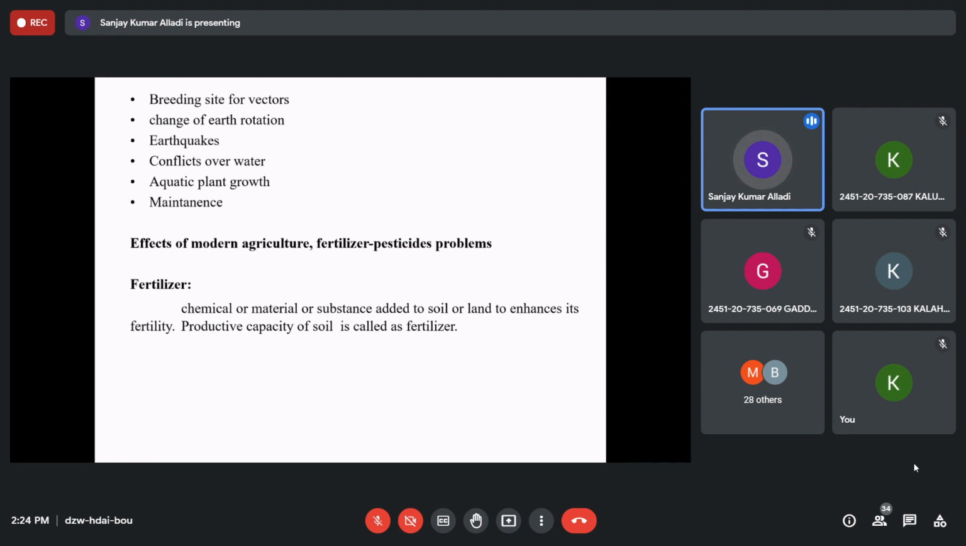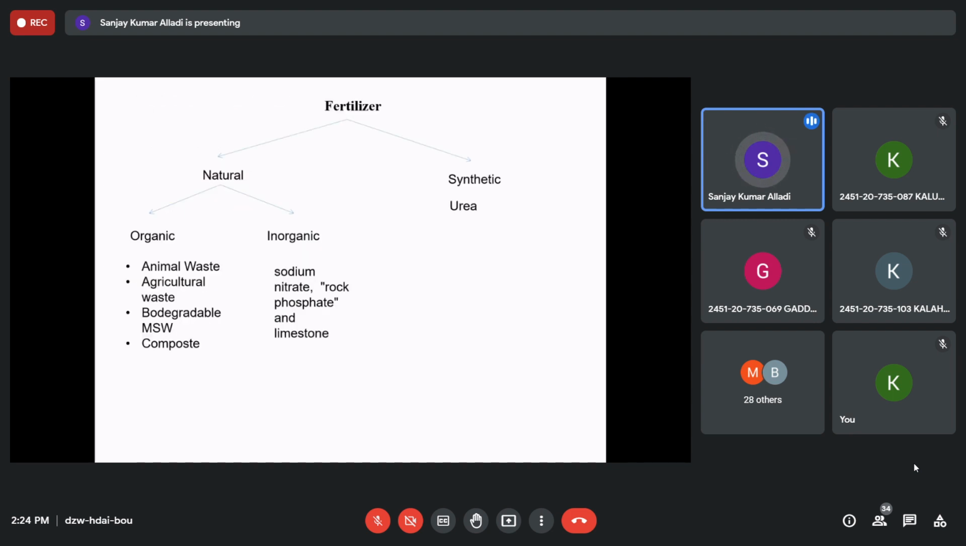Natural means which are available naturally in the environment. They are naturally formed, right? We don't make them. Synthetic means we prepare, manufacture, synthesize them in the laboratories, chemical factories like pharmaceutical industries, right? So these natural are again categorized into organic and inorganic.